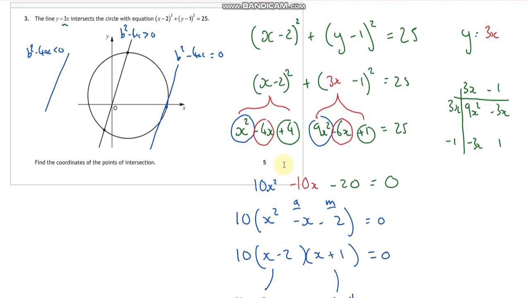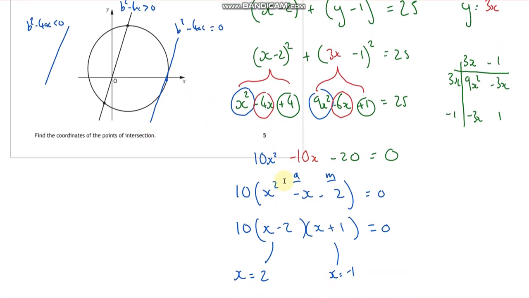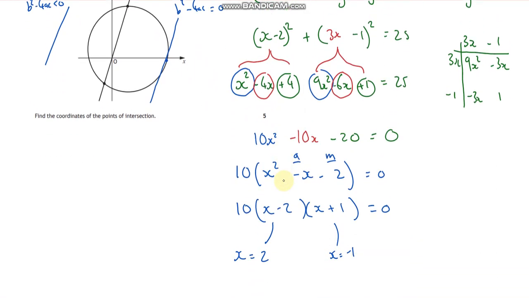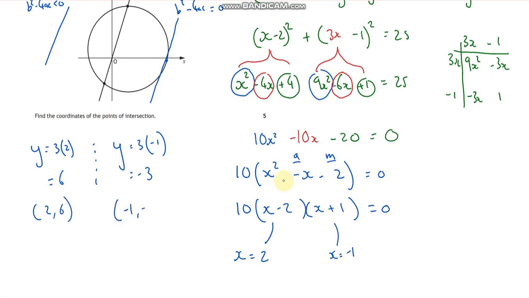And just to get the y values, we'll just sub that back into the original equation. So y is equal to 3x. So y is equal to 3 times 2, which is 6. And y is equal to 3 times negative 1, which is negative 3. So the two solutions then, we've got 2, 6, and we've got negative 1, negative 3.